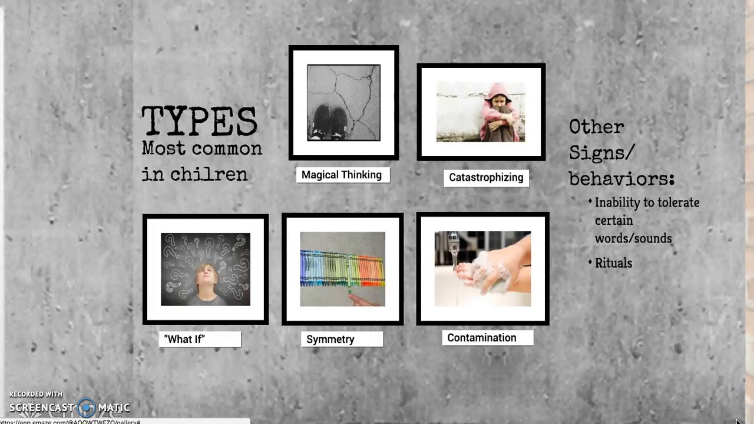There are many other signs and behaviors, such as a child who cannot tolerate certain words or sounds. Some rituals may be noticeable, like touching everything in the classroom for what seems like no reason. However, some can be all in the child's mind, where they may not be paying attention to a lesson because they are busy repeating the same word over and over in their head in order to avoid bad luck.